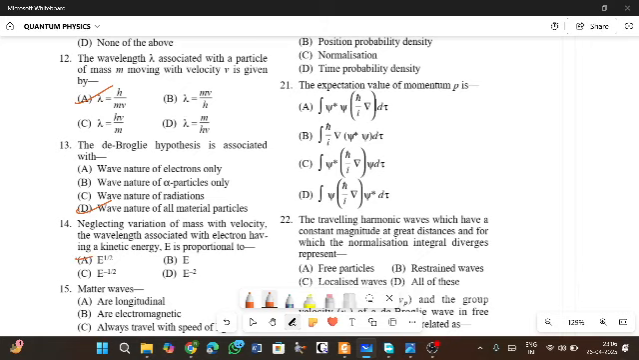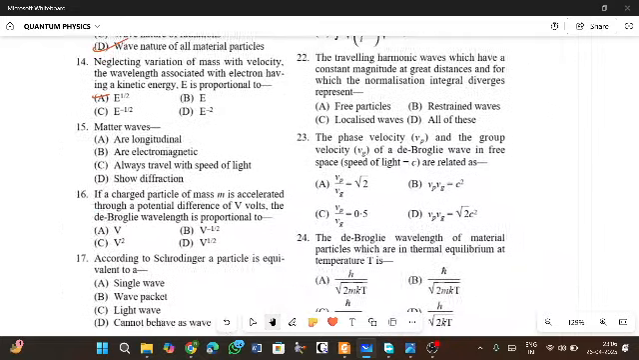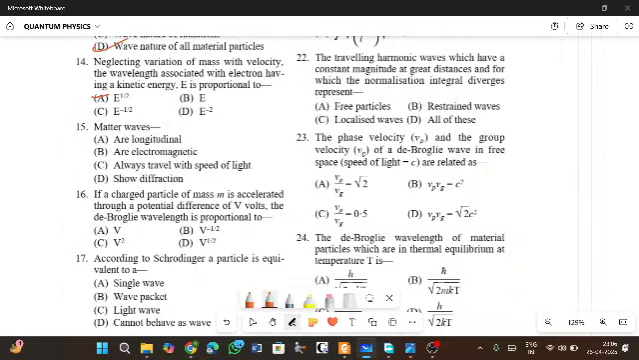If you have any clarification, just comment it down in my comment box. I will try to explain that. And question number 15, matter waves show diffraction. It is the wave nature. The wave nature of the particle will show diffraction.